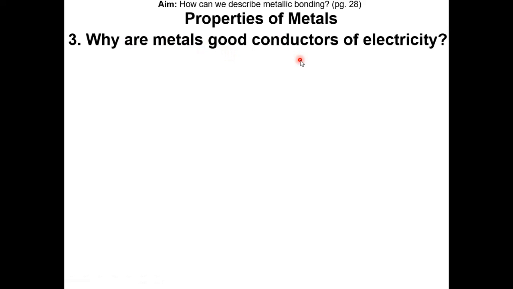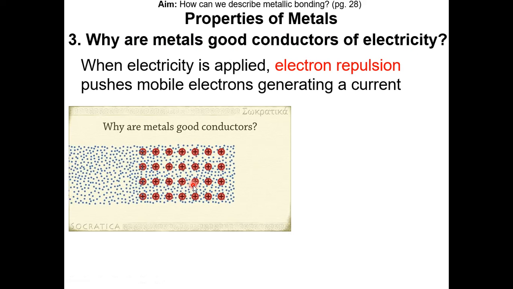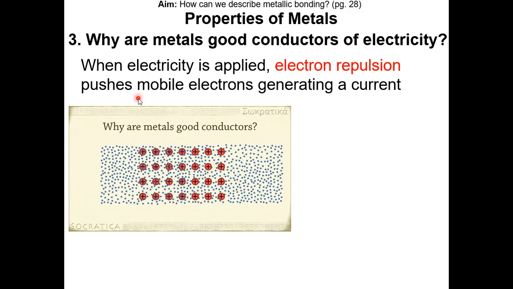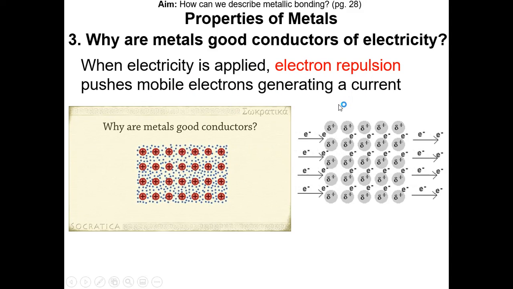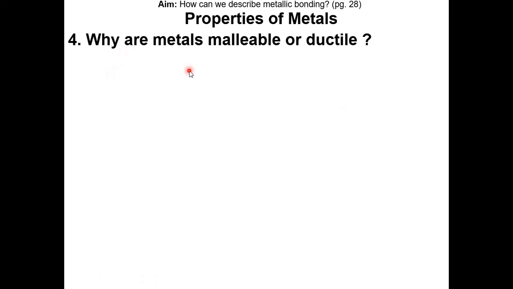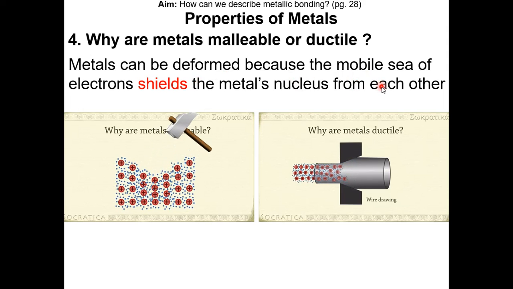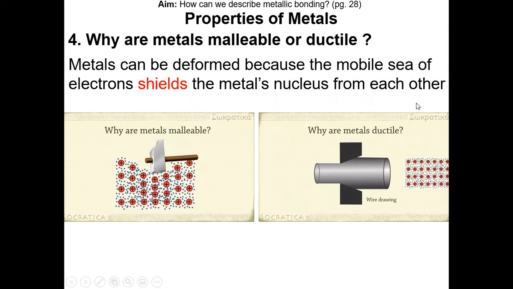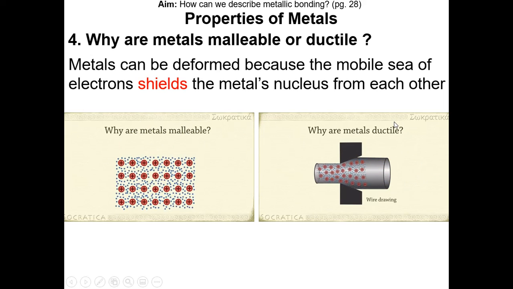Why are metals good conductors of electricity? So from the video, when electrical current is applied, electron repulsion pushes the mobile electrons, generating a current. Why are metals malleable or ductile? So from the video, metals can be deformed because the mobile sea of electrons shield the metal nucleus from each other. So the metal nuclei will not repel each other because they're being shielded by the valence electrons that are mobile.